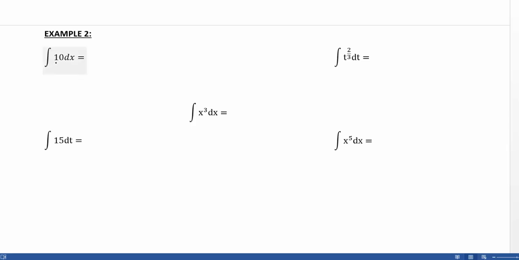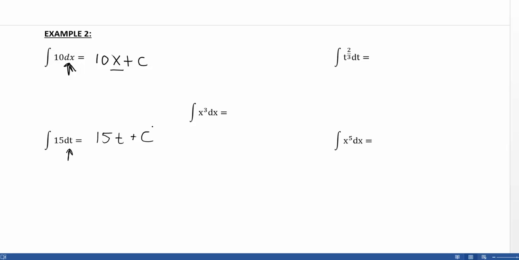Here we have a constant. We have 10 dx. A constant is going to pick up the variable of integration. So I know that my variable here is x because of the dx. That's how I know what variable to assign to any constant I have. And I know that if I take the derivative of 10x plus c, I'll just get back 10. So that matches with what I know about antiderivatives. Similarly, I have 15 dt. So here, my 15, again, is going to pick up the variable of integration, only now that variable is t. So I end up with 15t plus c.